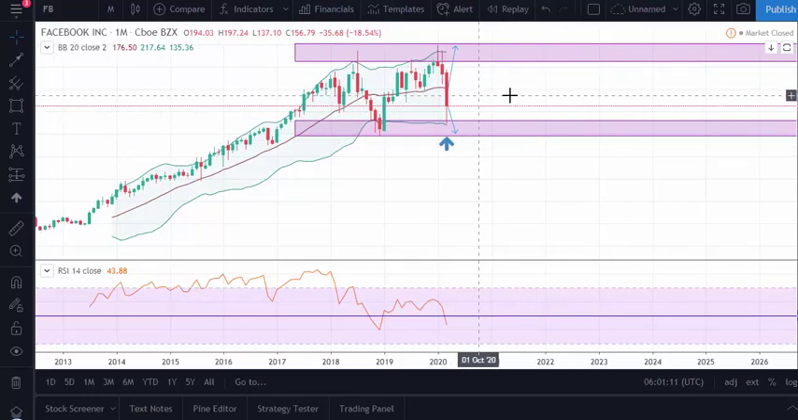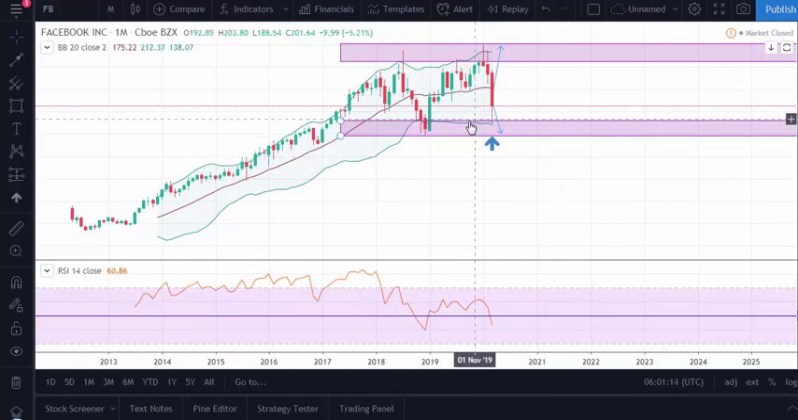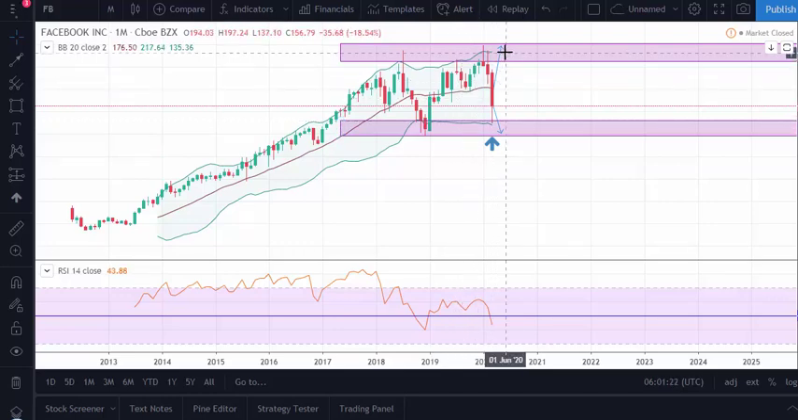So what is my setup on the monthly chart? I'm actually in this stock. I just started from 140, yes, something around here, and this is my target, which is 220.